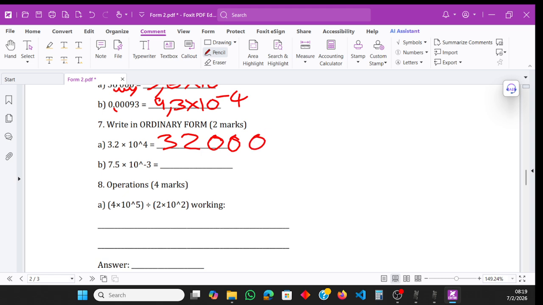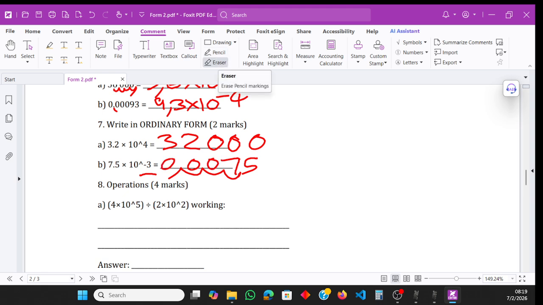Do the next one. If we check, our exponent here is negative. So I'll put my 7.5 here forward because I know the comma is going to move to the left. So from here, it has to move 3 steps. So it's 1, 2, 3. Then I put the comma. So where there's nothing, I put zeros. So it means my comma will be there.